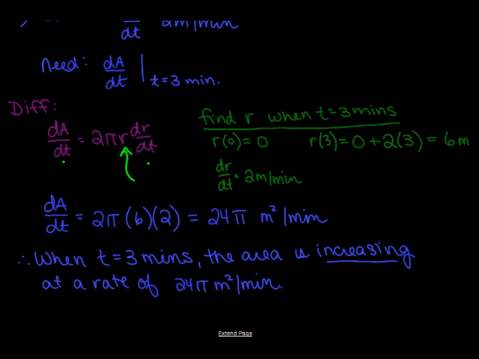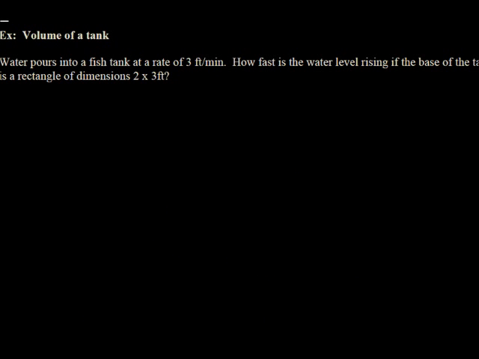Okay, so the next problem we want to look at is the one right below that in your notes. We're looking at the volume of a tank. So the problem says that water pours into a fish tank at a rate of 3 feet per minute. Oh, and that, let's see, water pouring, that's a volume, so that should actually be 3 feet cubed per minute. So we're dealing with a volume. How fast is the water level rising if the base of the tank is a rectangle with dimensions of 2 by 3? Okay, so first thing we want to do is go ahead and sketch out a diagram.